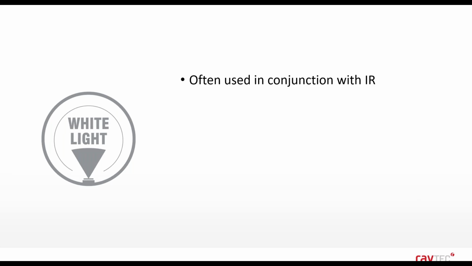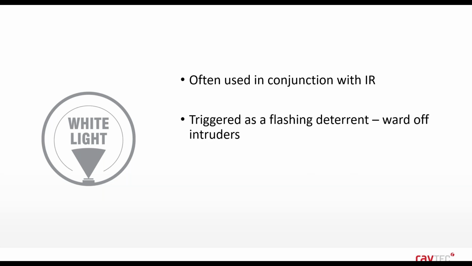Which moves us on to white light. So we often see white light as being used in conjunction with infrared. So you'd have, again, your infrared for the covert nighttime surveillance, but then you'd have white light coming on to be acting as a visual deterrent. And this goes back to what we were mentioning with regards to having a setup where perhaps you've got a speaker system, lighting flashing at an individual. It's definitely a clear indicator that they're not welcome in that environment, and perhaps they should be clearing off.